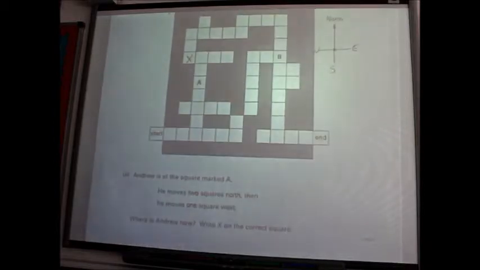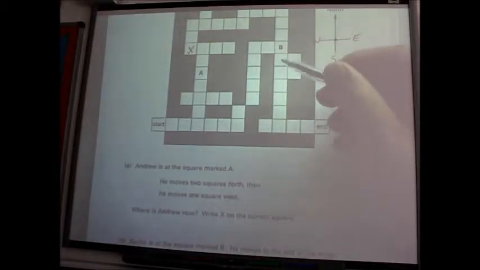Back here is in the square marked B, which is there. He moves to the end of the maze, complete the directions. So he comes south, 1, 2, 3, 4, 5, 6. So he moves 6 squares south. And then he moves 1, 2, 3. Then he moves 3 squares east.